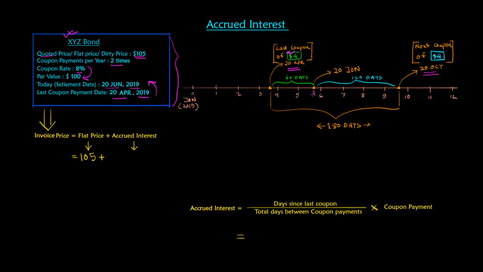Now this is 20th June. This is the settlement date. This is today, where we go to the market and see that the quoted price for this bond is $105.